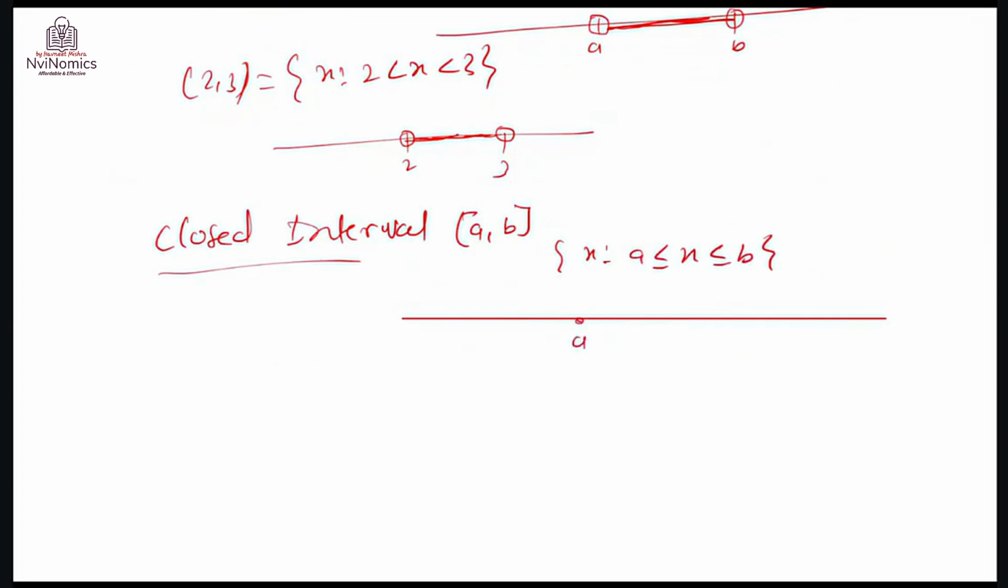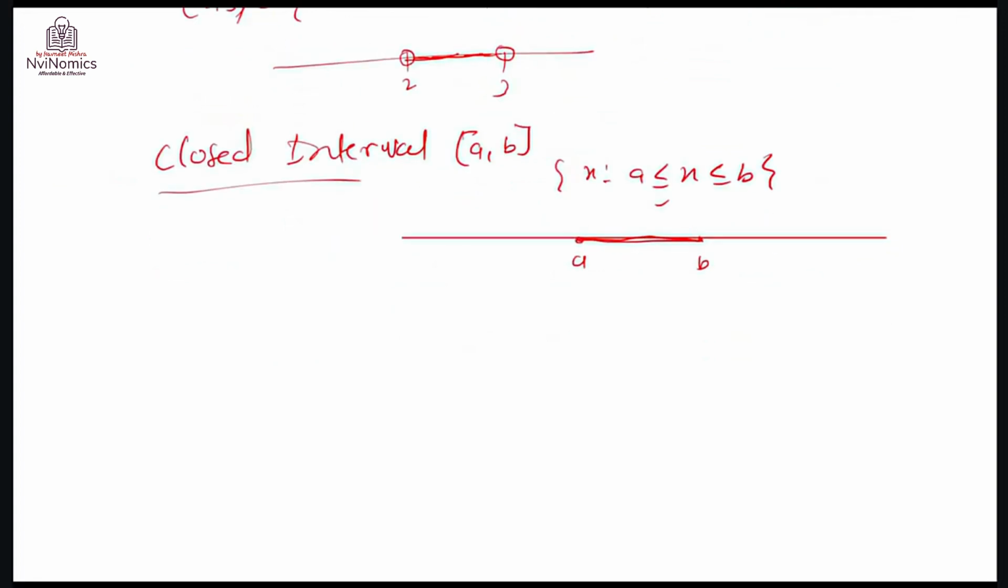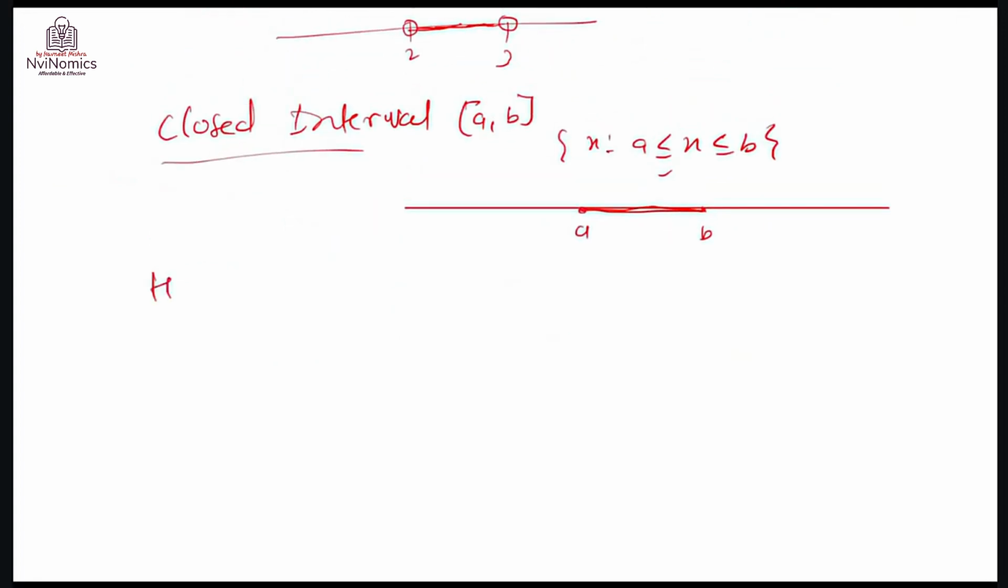Means all the elements between a and b, and also we have to include a and b. That's why there is an equal sign. And then we have half open intervals.